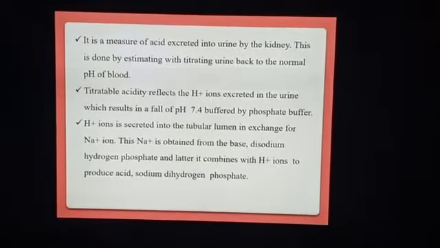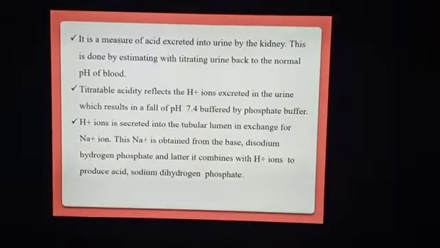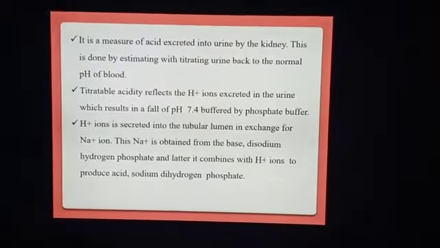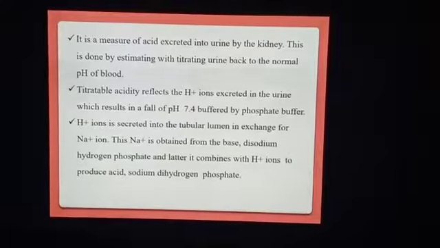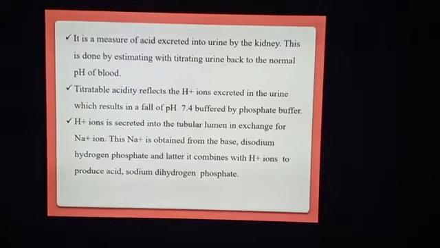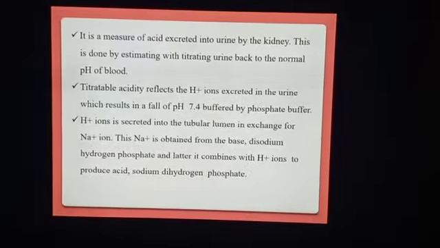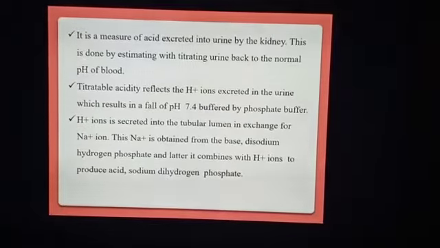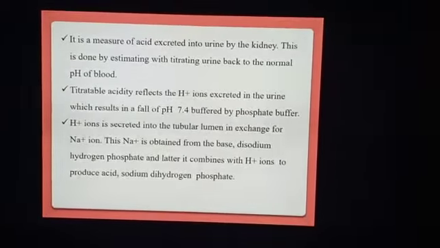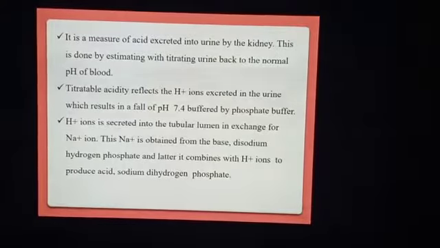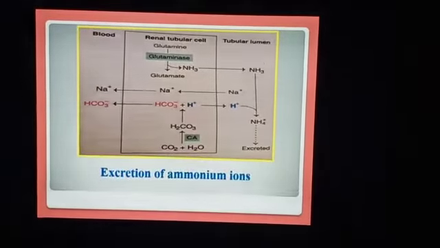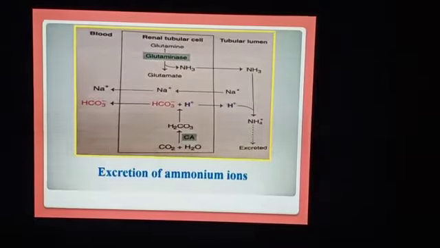buffered by phosphate buffer. H plus ions are secreted into the tubular lumen in exchange for sodium ions, and this sodium is obtained from the base disodium hydrogen phosphate, and later it combines with H plus ions to produce acid sodium dihydrogen phosphate. And then, excretion of ammonium ions.